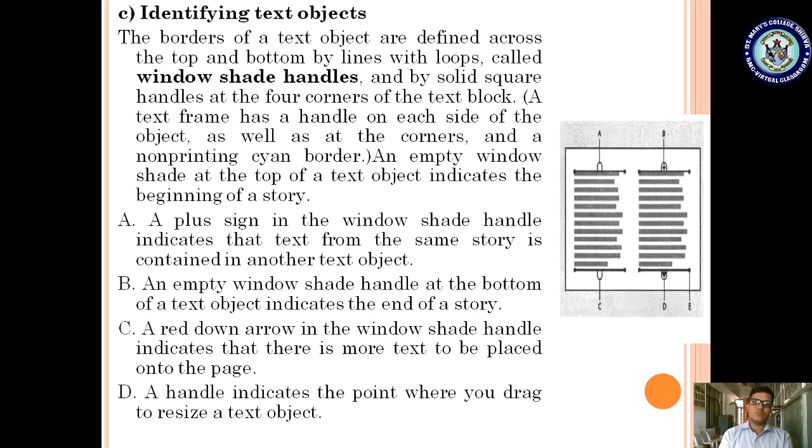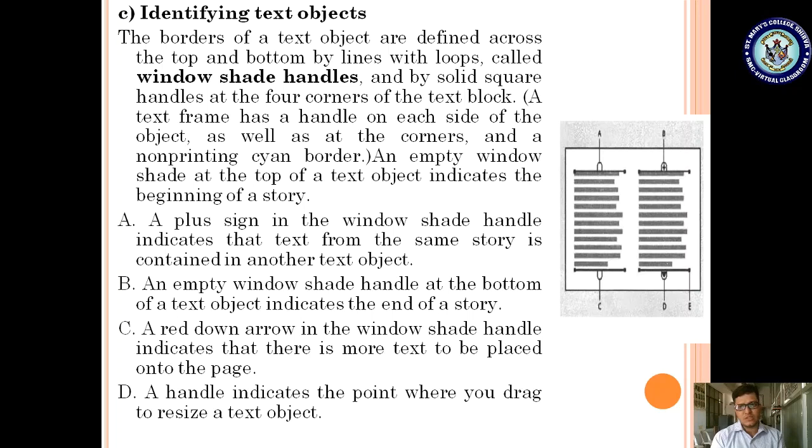The borders of a text object are defined across the top and bottom by lines with loops called windowshade handles. Whenever you select a text object or any graphics object, you will find lines at the top and bottom, as you are seeing in the figure. When you select it, it appears like this, and here you identify the top handles and the bottom handles. These lines are treated as windowshade handles, and there are solid square handles at the four corners of the text block.